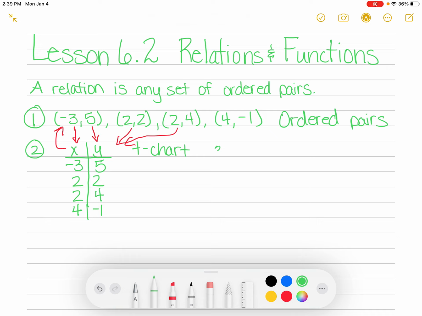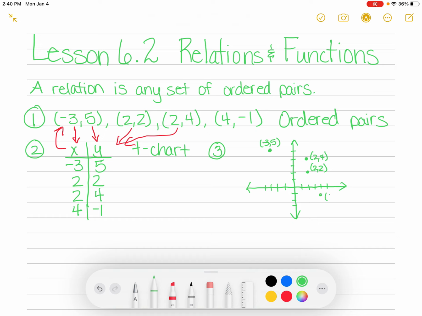And then the third way to show ordered pairs is on an actual graph. If I were to graph these, this is going to be a really crude graph because I don't have my setup here. So I'm just putting some lines here so I can graph some of these. If I was to graph -3, 5, I would go -3 and up to 5 and put it there. So that's my first point, right? I'm doing the same points that were in 1 and 2. Then 2, 2 would be right here. The next one was 2, 4. And the last one is 4, -1.